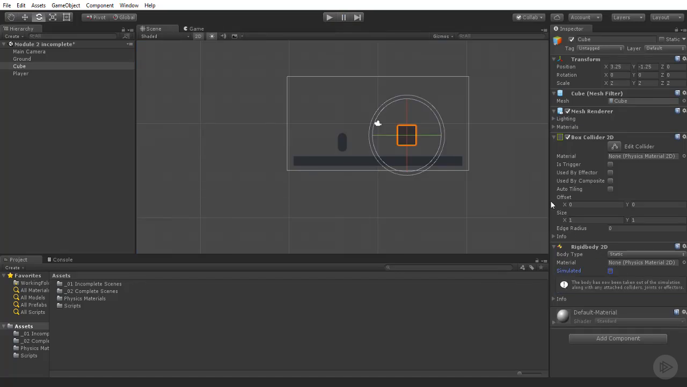Now that we've thoroughly covered Rigidbody2D, we can now play with the options and see what we could do with them.